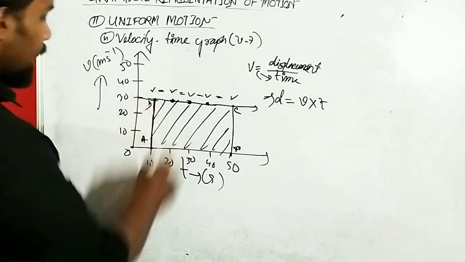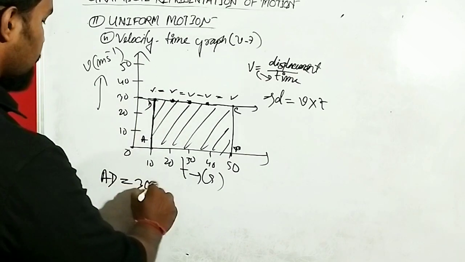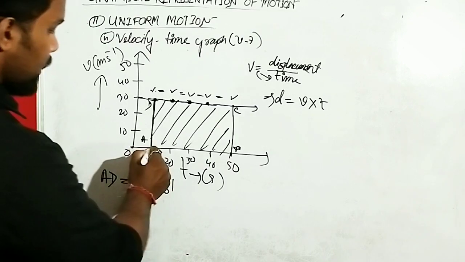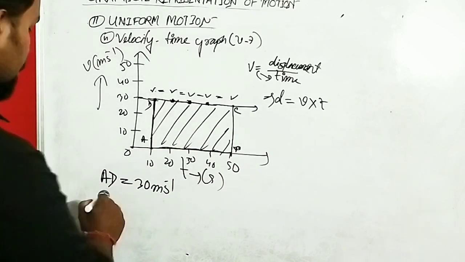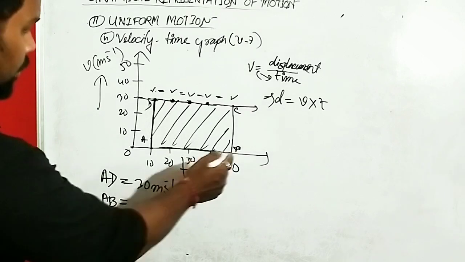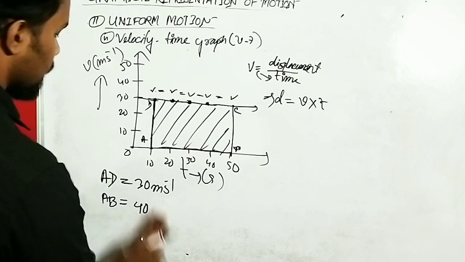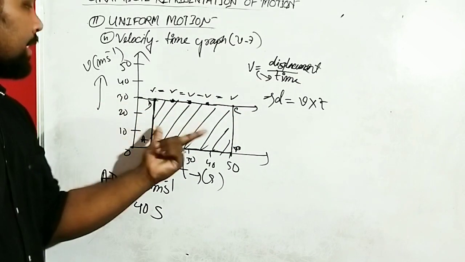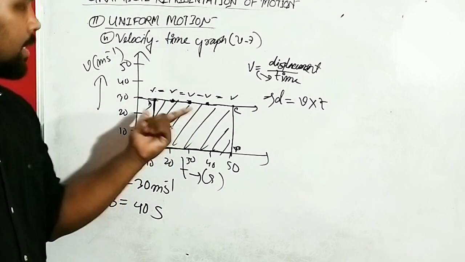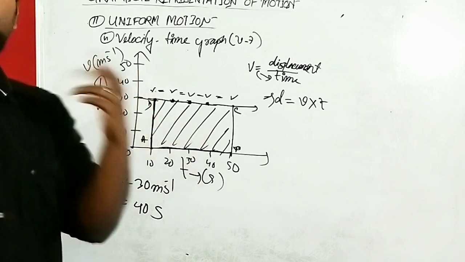So this AD will give us the value how much? 30 meters per second. And this AB is what? Time, right? This AB is going to have a value of how much? 50 minus 10, 40 seconds. Not meters per second, sorry, 40 seconds, right? Now, since this is the area, right? This is the area, no? So the area of this rectangle is going to give us what?